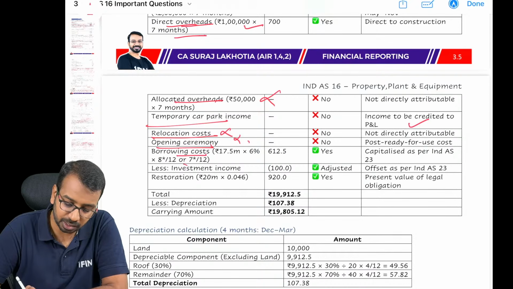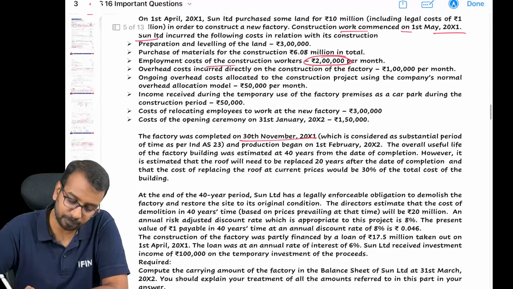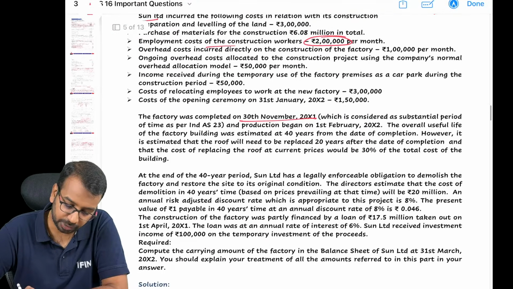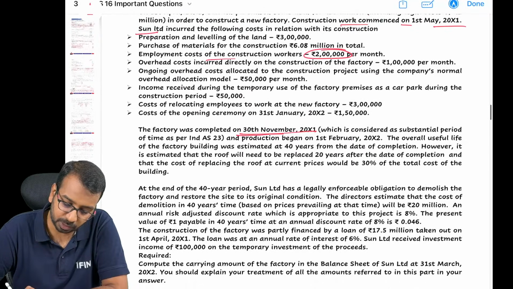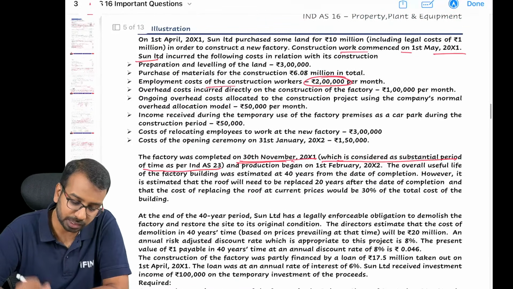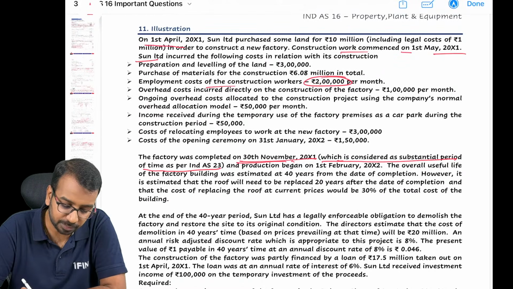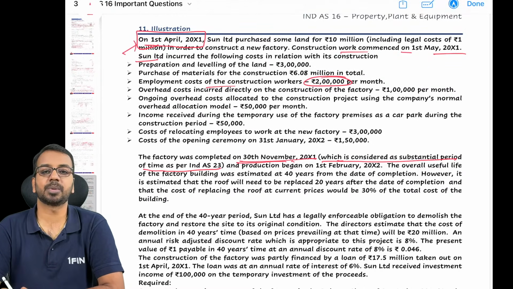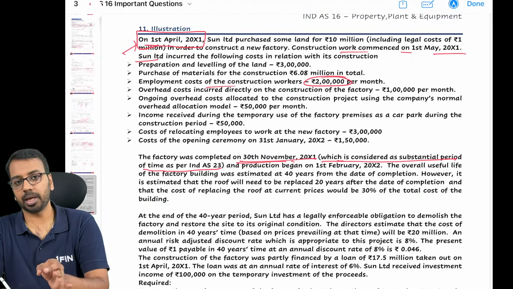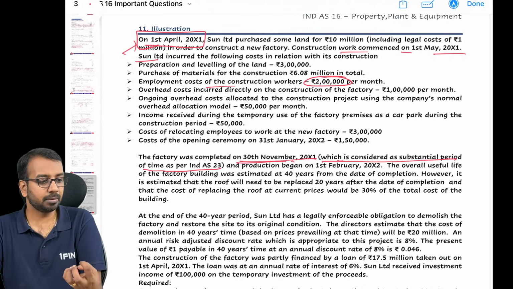Borrowing cost we will consider. Now here, they have not given it specifically. If you see, the factory was completed on this date, which is considered a substantial period of time. Now, two assumptions are possible. If they have taken specific borrowing, then from 1st April itself, you will capitalize. But if you assume that this is not a specific borrowing, this is a general borrowing, and land is already ready to use, there are two assumptions possible.